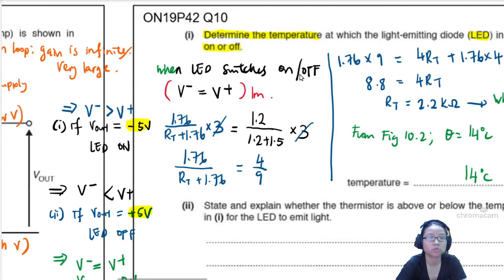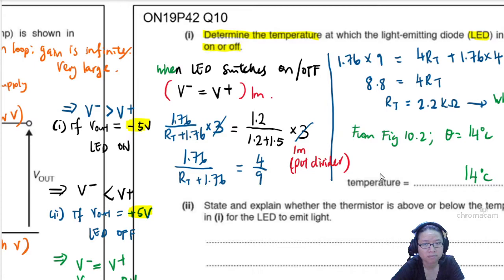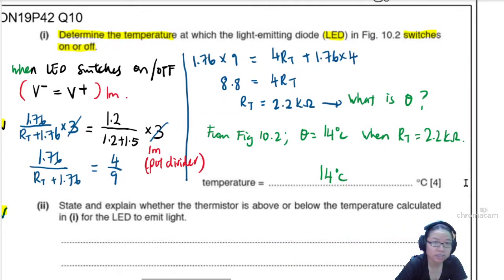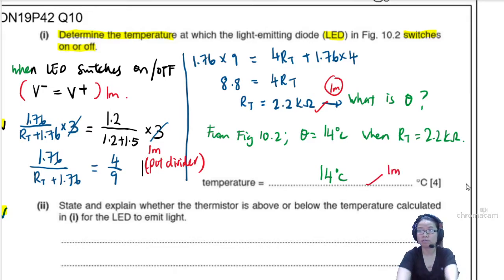The second mark is when you use the potential divider correctly. Either this ratio or this ratio, you get one mark. You don't need to find V plus, as long as you apply the potential divider method. You may be tempted to find current, but that is not advisable. Moving on, you find the thermistor resistance, 2.2 kilo ohm, for one mark. Finally, read the graph correctly to 14 degrees Celsius for one mark.